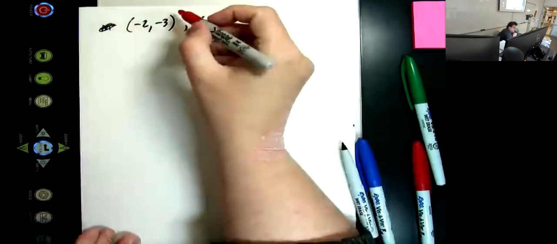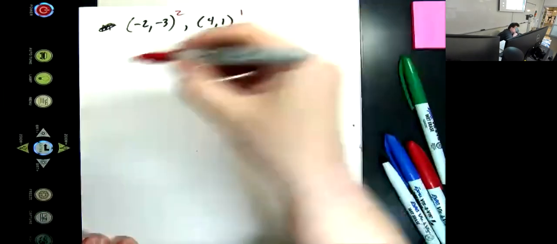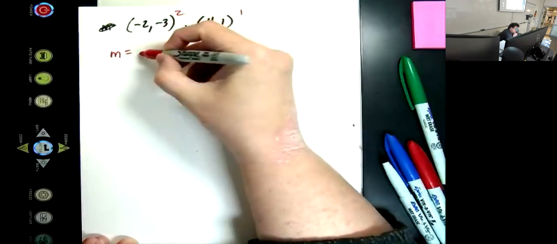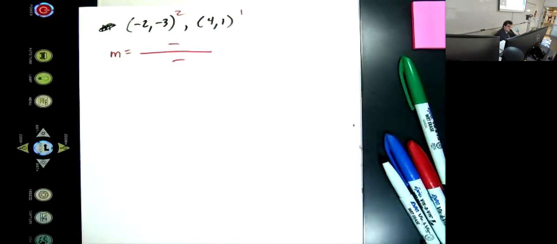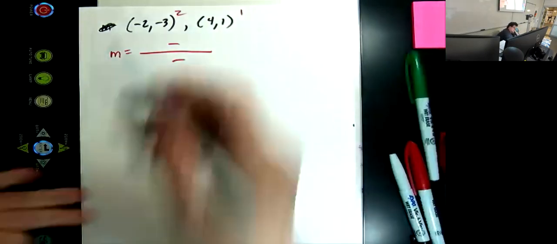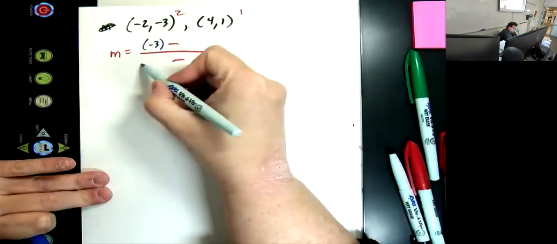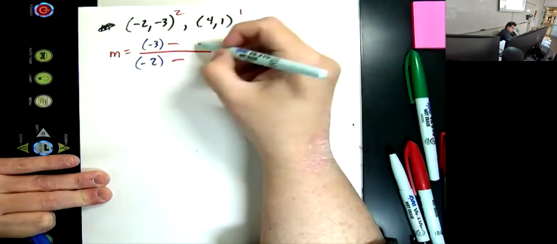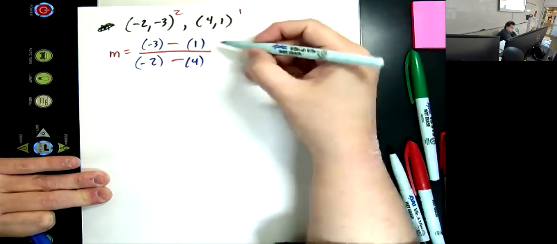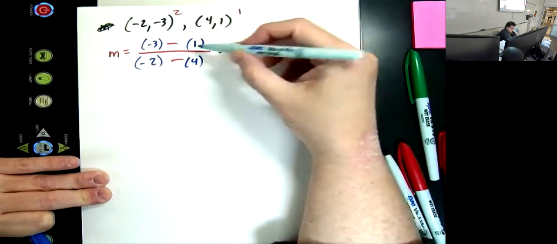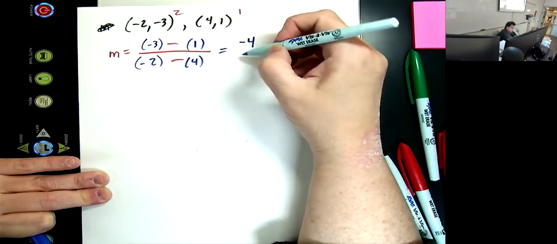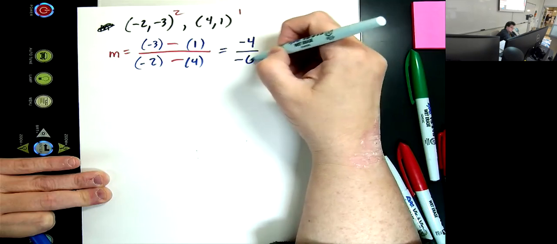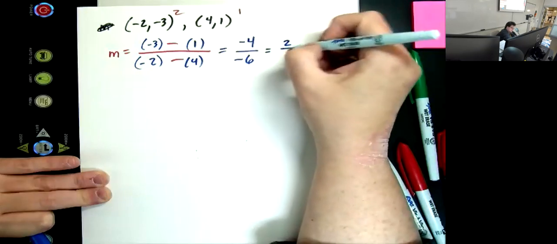All right. Let's see what you should have got. I will call this point 2 and I will call this point 1. Yeah, -3 over -2, those are my x's and y's for the point number 2, and then we got 1 on top and 4 on bottom here. So my slope is -3 minus 1 is -4. Bottom I get -2 minus 4 is -6. So this should reduce to 2/3.